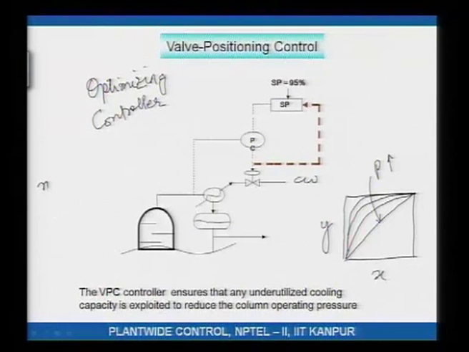That means to get the same separation, you would require more and more reflux, okay. More and more reflux implies you would be consuming more and more steam, all right. Therefore, per kg product your steam consumption would go up. So, what is desirable then is that your column be operated at as low a pressure as possible, okay. So, I would like to operate the column at minimum possible pressure, okay. Now, there is a set point, this should be VPC, valve positioning controller, okay.